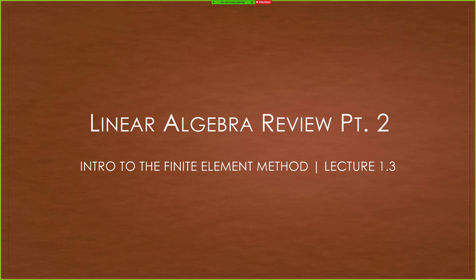All right, so we're going to continue on. Now we're going to talk about our linear algebra review part 2, and in this case, we're going to be talking about linear maps. Linear maps are something in linear algebra that start off really simple. We can really see what it means. But as you will see when we talk about the finite element method, it's very, very important because essentially we have one giant linear map.